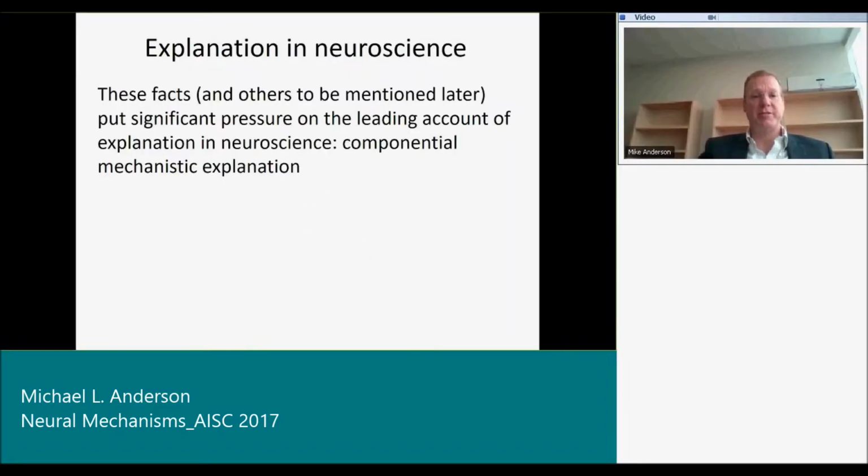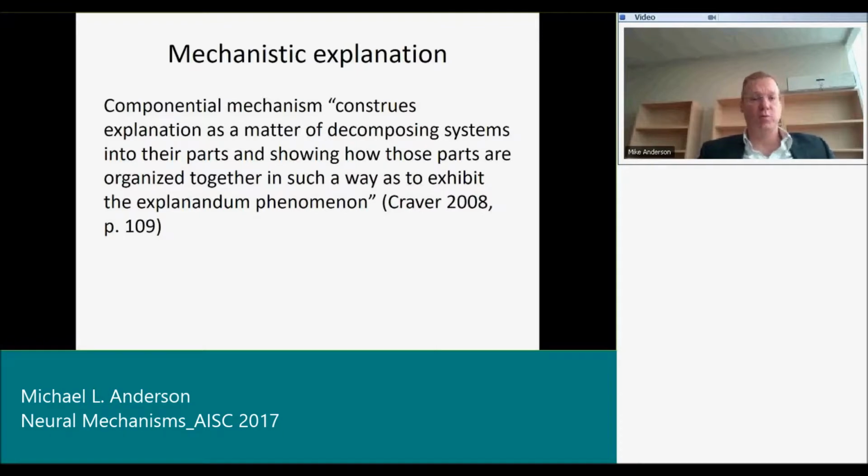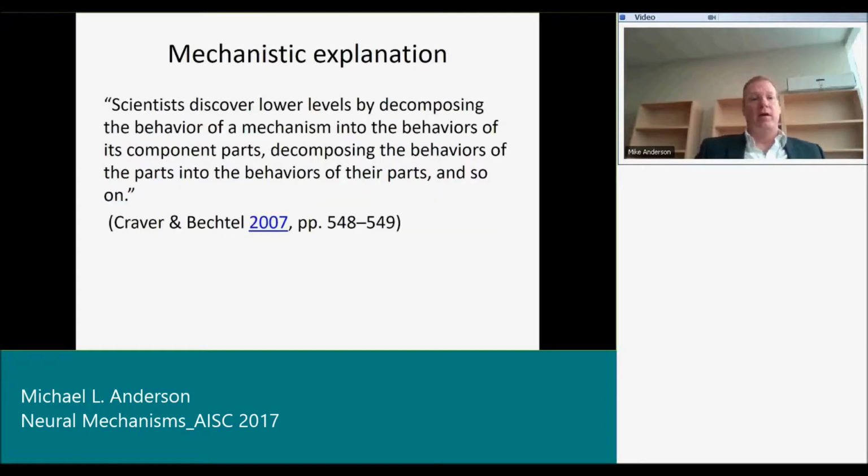What I want to suggest is that these facts and some things that I'll mention in a bit challenge what is perhaps the leading account of explanation in neuroscience, which is componential. Here's just one quote. This is from Carl Craver. So what is componential mechanism? Well, it construes explanation as a matter of decomposing systems into their parts and showing how those parts are organized together in such a way as to exhibit the explanandum phenomenon.